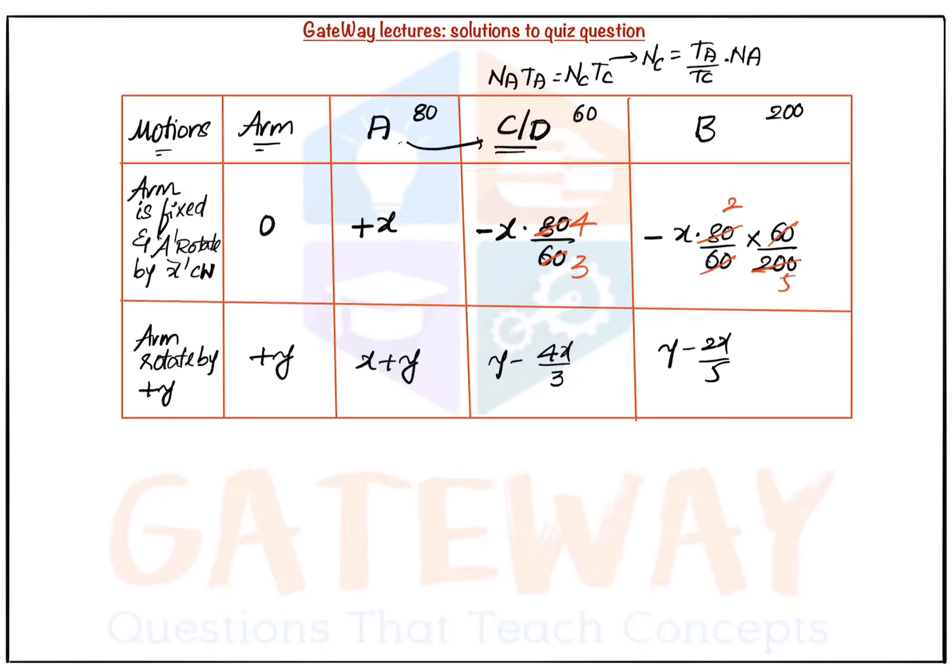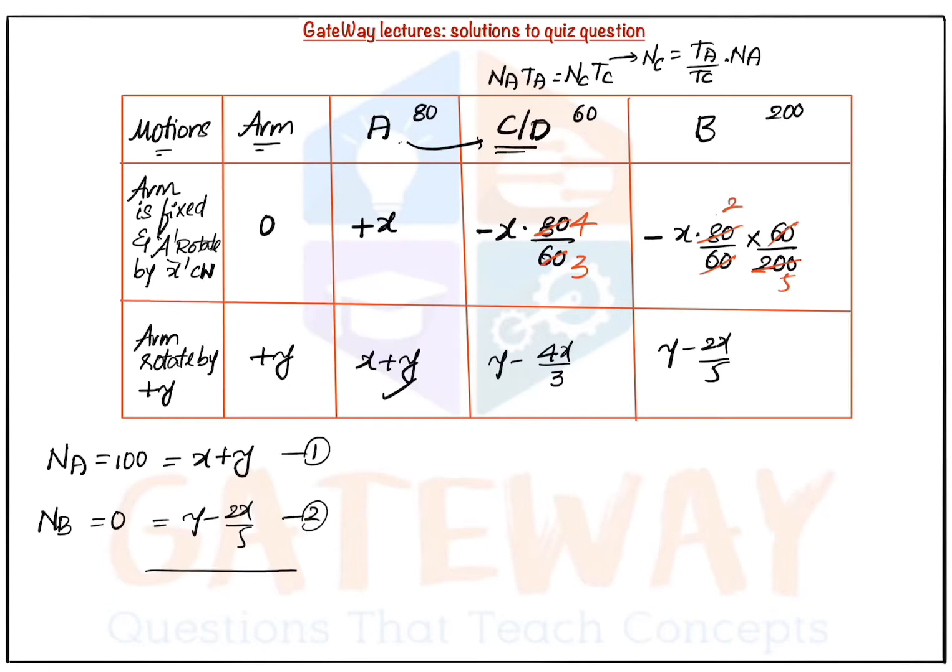In the question it was given NA is equal to 100. So NA is nothing but x plus y. This is our first condition. Similarly, NB is said to be 0, nothing but y minus 2x upon 5. This is said to be 0. Now by solving these both, we will get the value of x as 500 upon 7, nothing but 71.42 RPM.